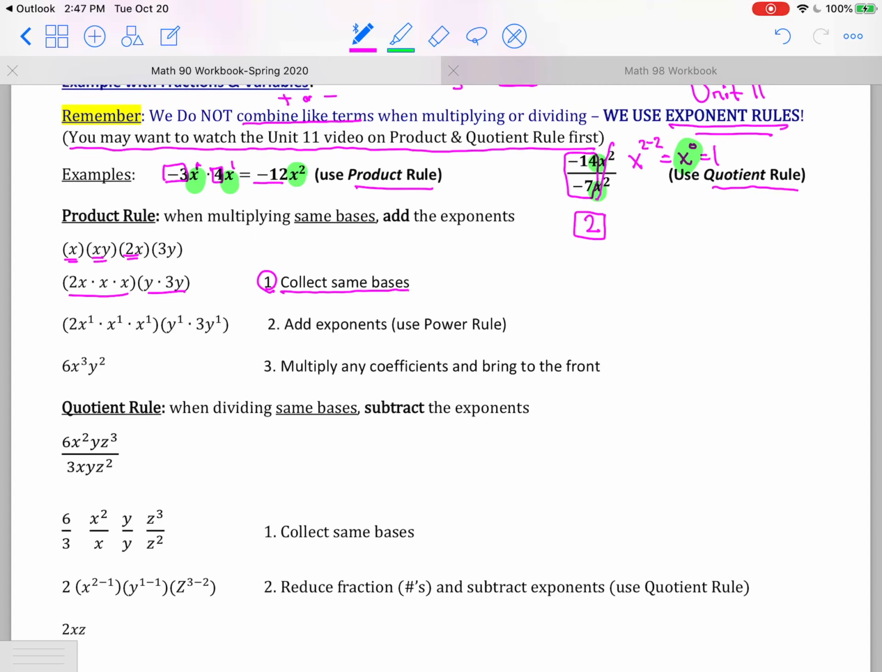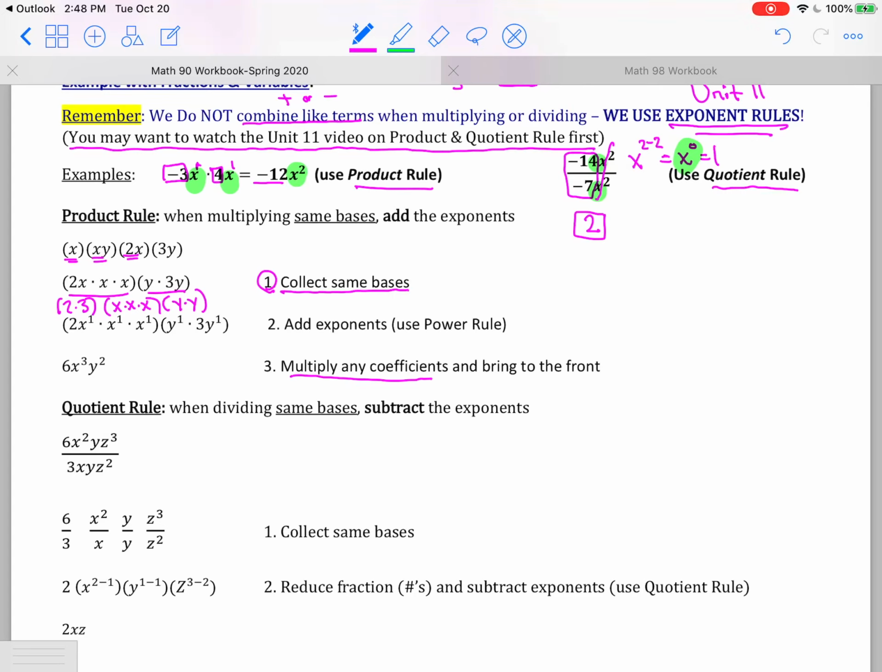It's also really common, and had I redone this a different way, I probably would have also separated out my coefficients. I would have said 2 times 3, and then I would have separated those x's and separated those y's. Okay, that's actually showing in more detail what we're really doing. Because we want to multiply those coefficients together. We multiply any of those coefficients and we bring them to the front.